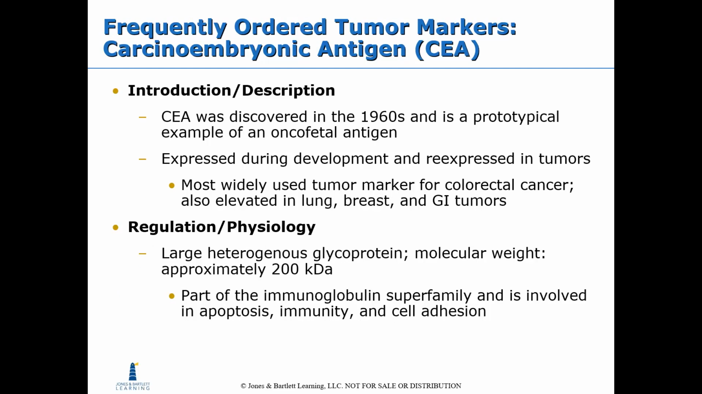Carcinoembryonic antigen, or CEA. CEA was discovered in the 1960s and is a prototypical example of an oncofetal gene. It's expressed during development and re-expressed in tumors. Most widely used as a tumor marker for colorectal cancer, it is also elevated in lung, breast, and GI tumors. It is a large, heterogeneous glycoprotein, molecular weight of approximately 200 kilodaltons, part of the immunoglobulin superfamily, and is involved in apoptosis, immunity, and cell adhesion.